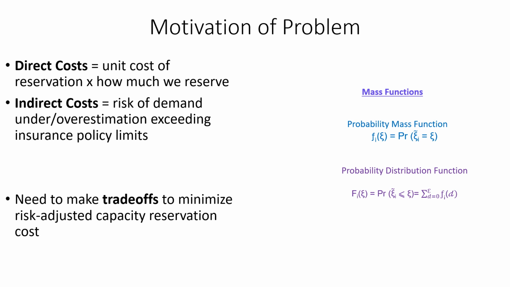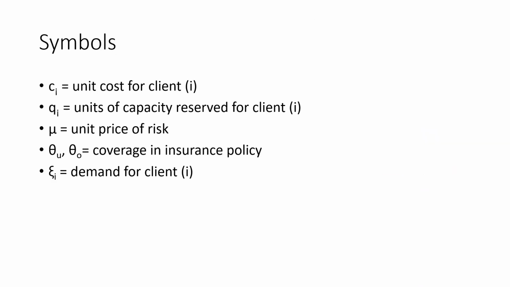To reduce the chance of the potential mismatch in reservations, we use historical data in the form of mass and distribution functions. Some symbols to understand in our functions follow here. CI is unit cost. QI is units of capacity reserved. Mu is our unit price of risk. Theta U, theta O is our coverage and insurance policy, and Xi is our demand.